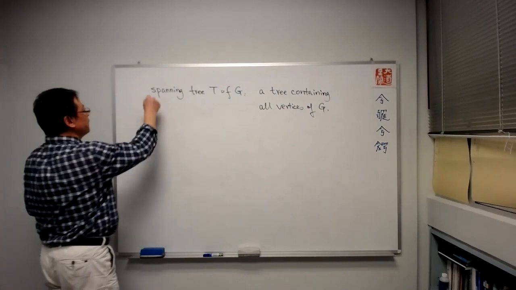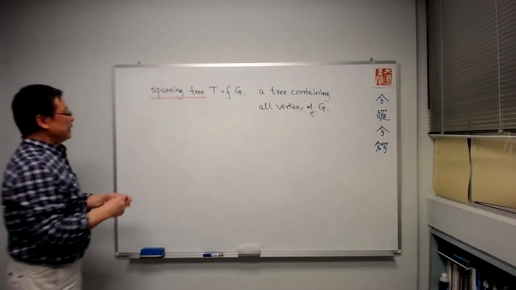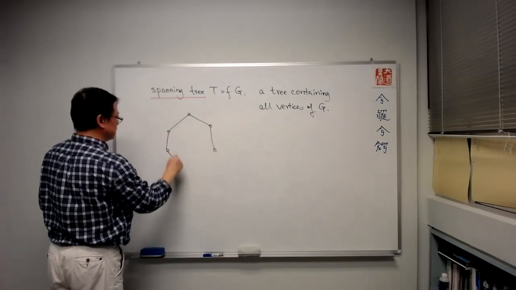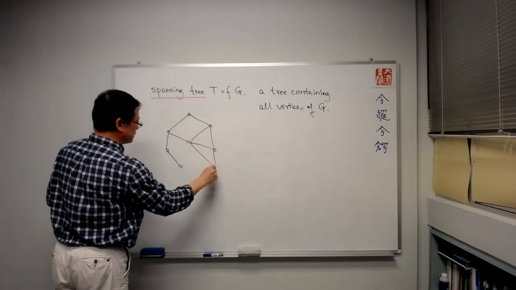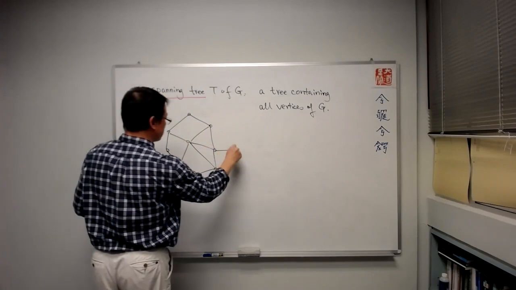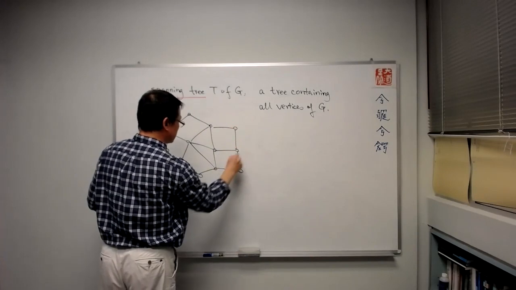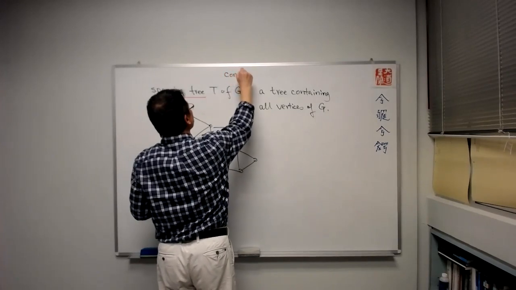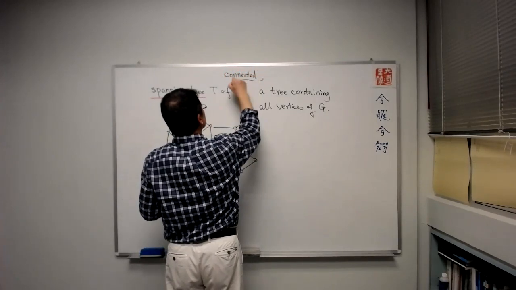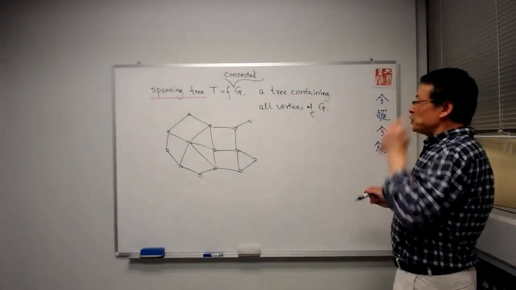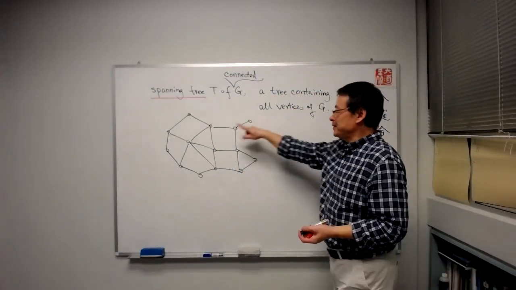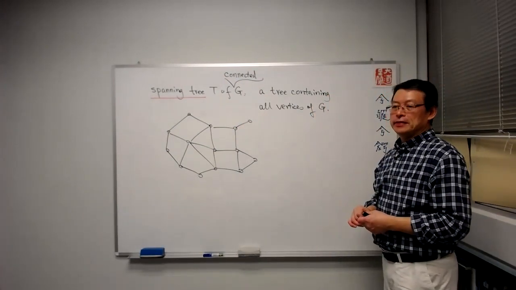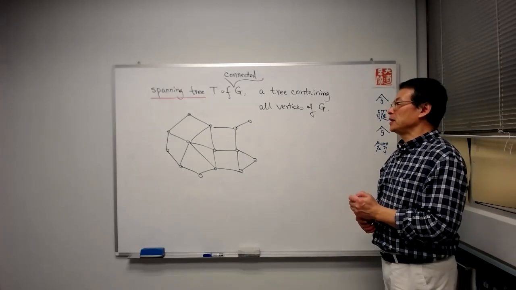Okay, we mentioned spanning tree earlier. Given a connected graph, a spanning tree is just a subgraph that contains all vertices of G. And furthermore, the subgraph itself is a tree. So that's called a spanning tree.